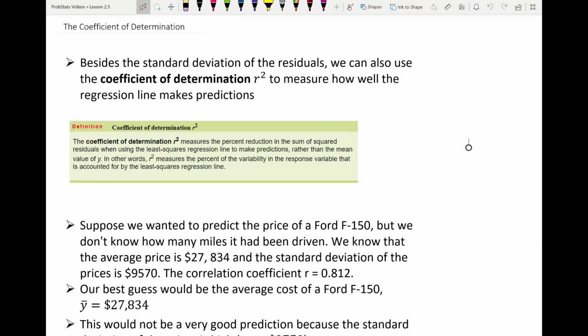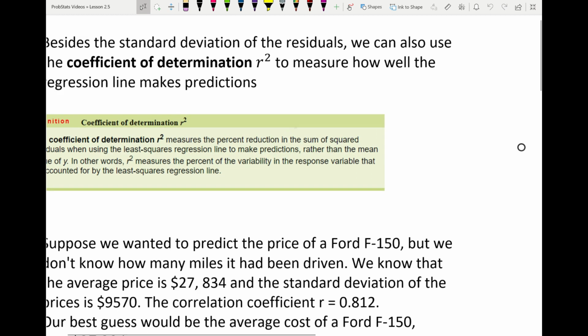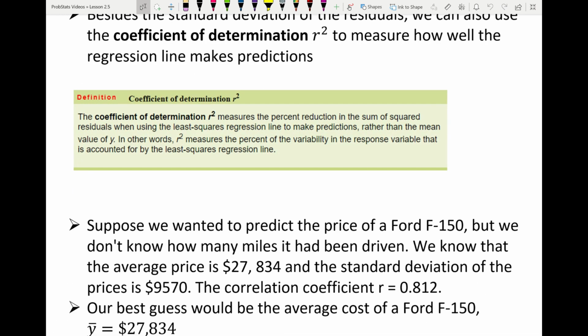All right, so now we're going to talk about the coefficient of determination. So besides the standard deviation of the residuals, which we calculated earlier, we can also use the coefficient of determination r squared to measure how well the regression line makes predictions. The coefficient of determination r squared measures the percent reduction in the sum of the squared residuals when using the least squares regression line to make predictions, rather than the mean value of y. In other words, r squared measures the percent of the variability in the response variable that is accounted for by the least squares regression line. So it's a mouthful there.